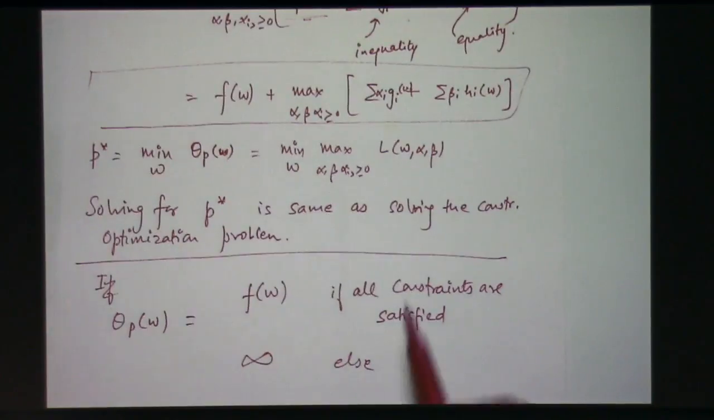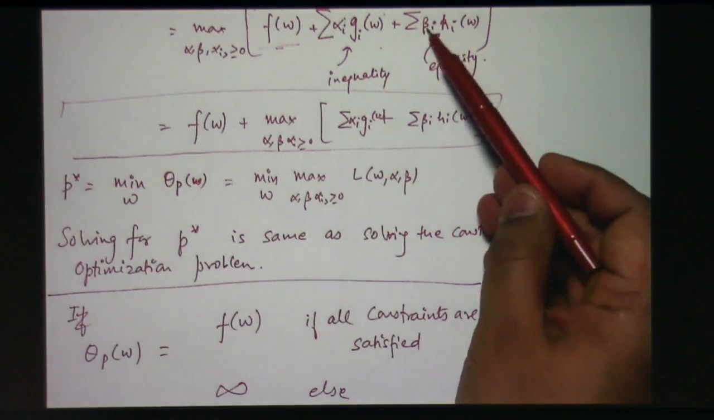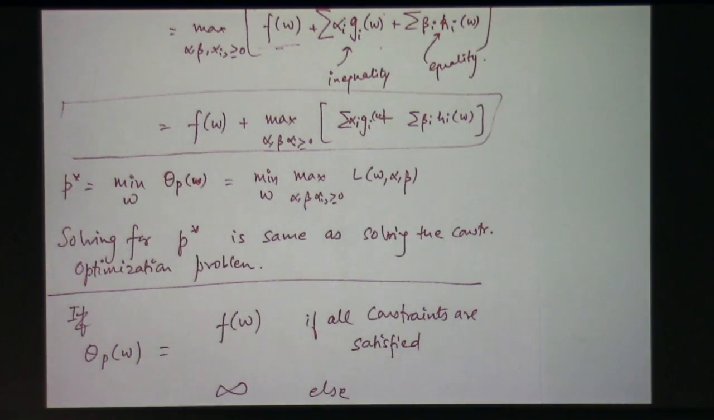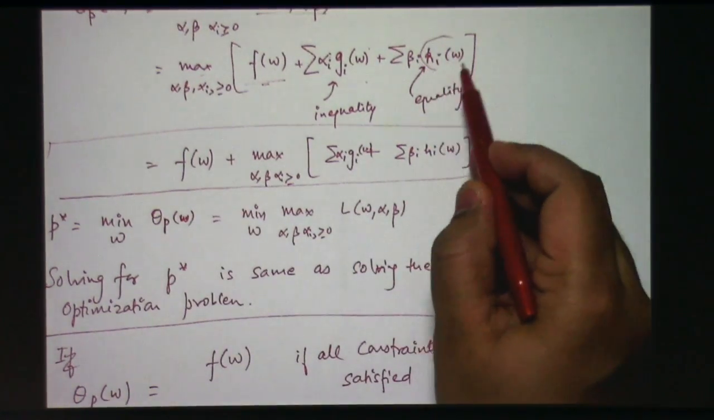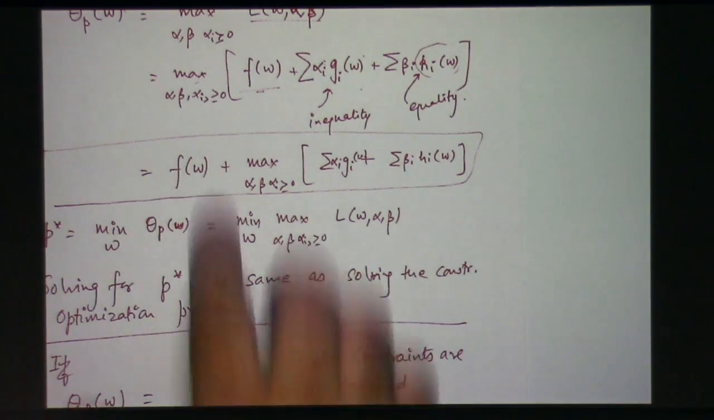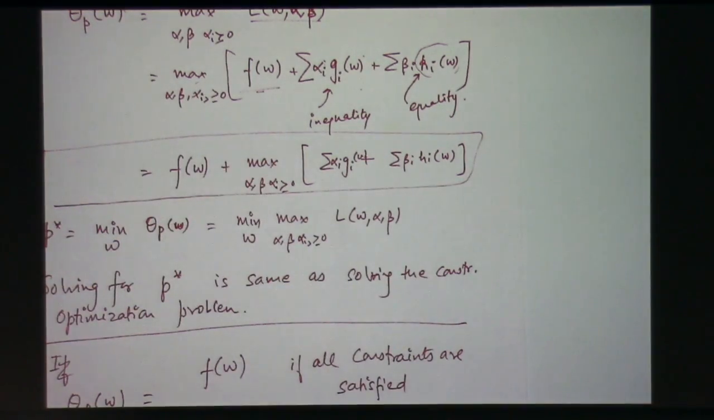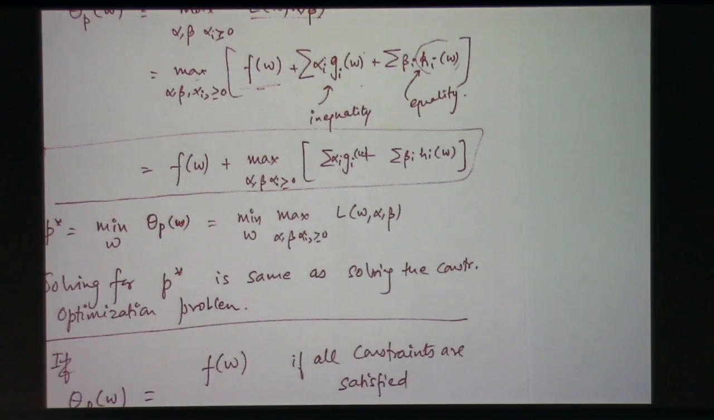Because if these constraints are not satisfied, let's say this is not equal to 0, then I can arbitrarily make my beta_i very high or very large, and make this value very large, because I want to maximize this. So if this constraint is not satisfied, I can make my beta_i so large that this value will become infinity, because I want to maximize this whole thing anyway. Which means that in that case this will be infinity.